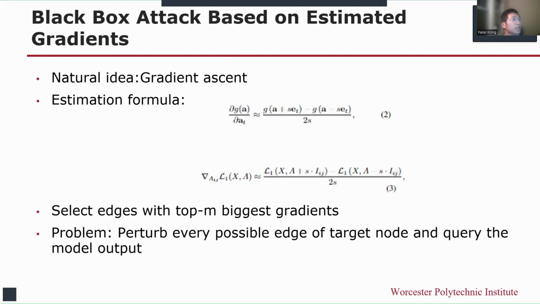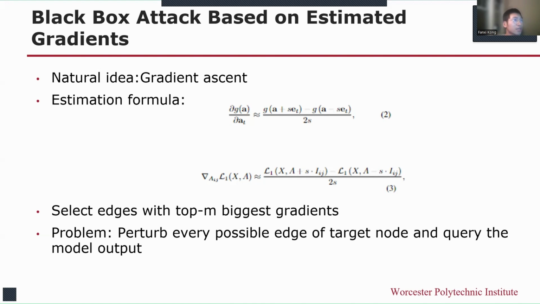So what we have here is, for an input vector A and a function g(A), the derivative of g(A) with respect to the kth component a_k can be approximated by this formula, which is called the symmetric difference quotient. And s in this formula is a very small constant. This is easy to understand because it's very similar to the definition of derivative.